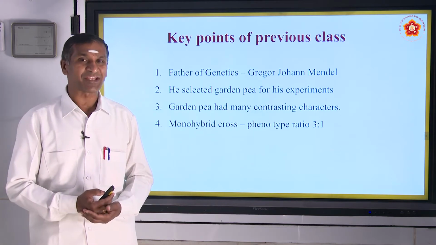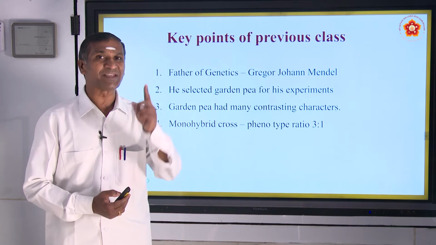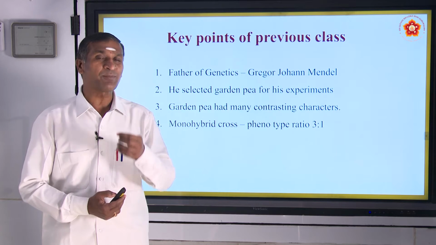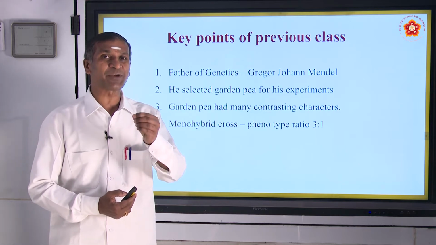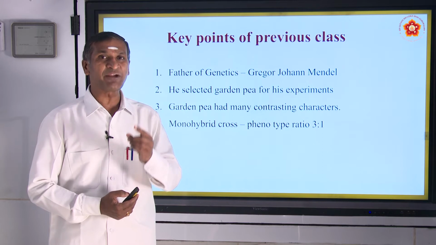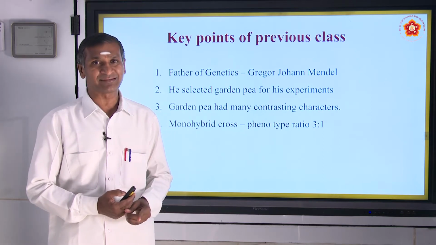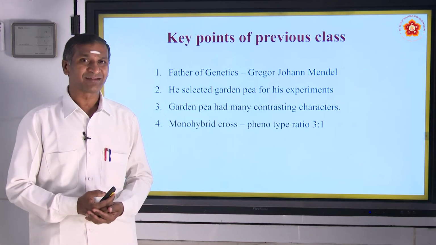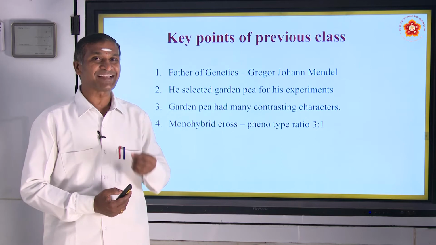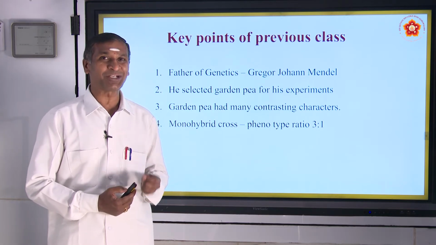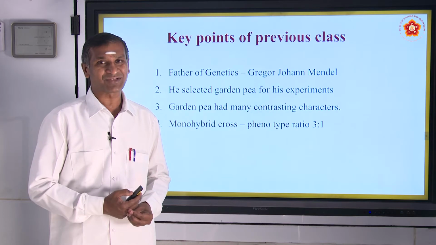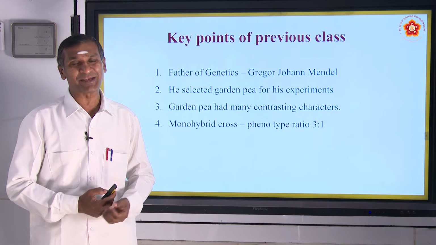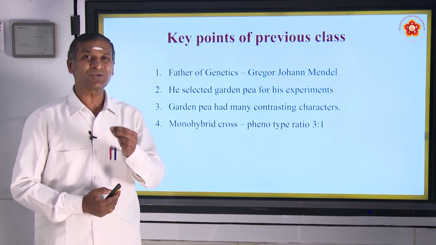the monohybrid cross, where mono means single. The monohybrid cross is a cross between two plants which differ in a single character, and the phenotype ratio is 3:1. Trijal is raising his hand, telling the genotype ratio. Sure, Trijal, the genotype ratio of any monohybrid cross will be 1:2:1.